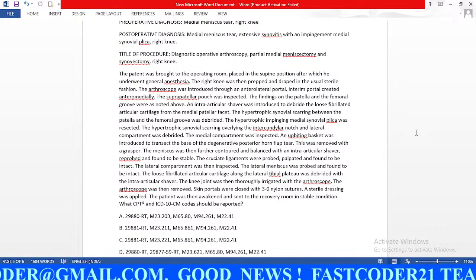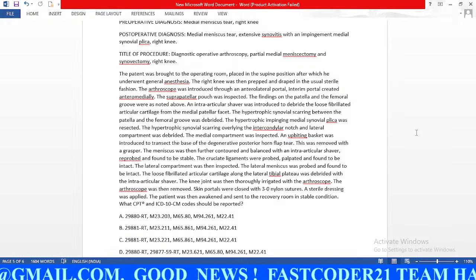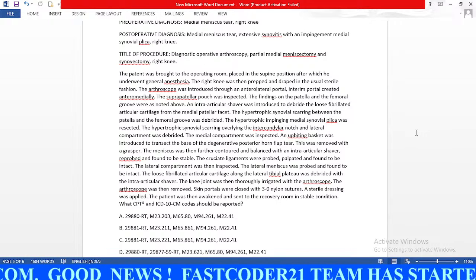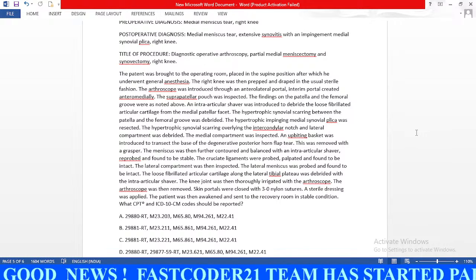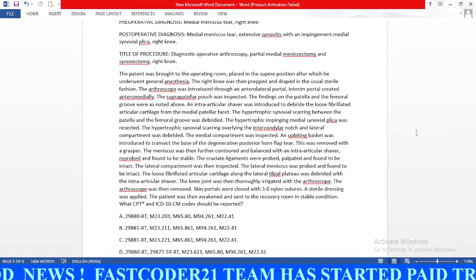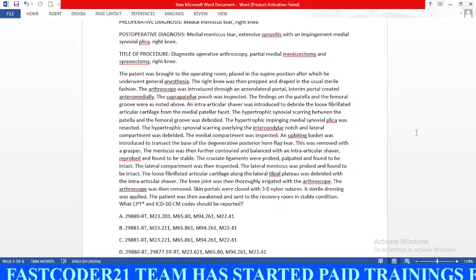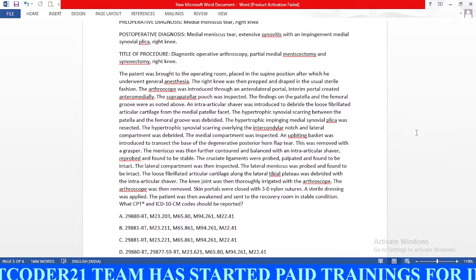Best of luck for the people who are going to write the CPC exam coming week. We are hoping for the best. So don't get nervous while writing the exam.